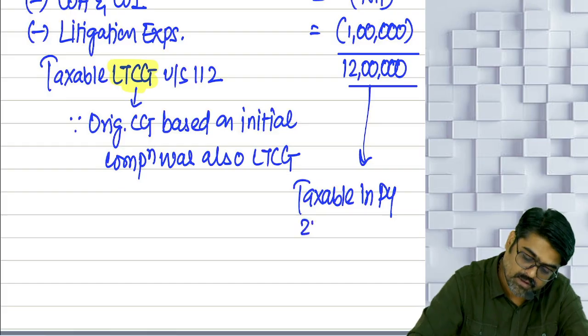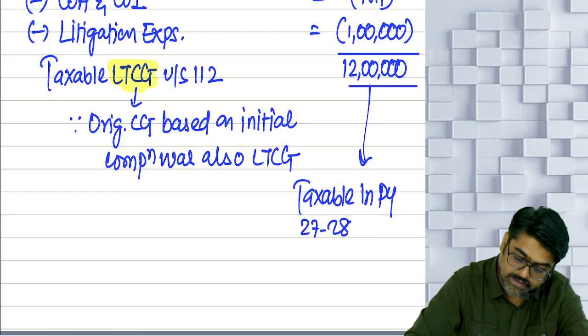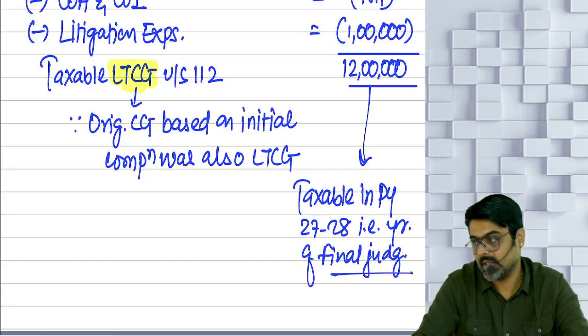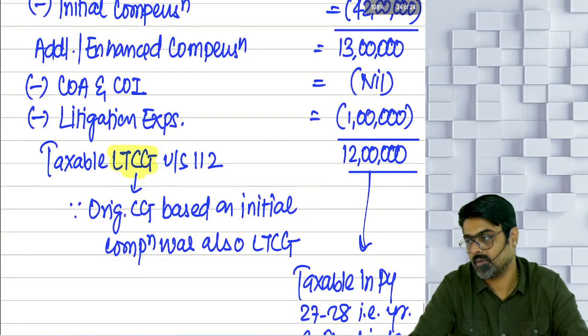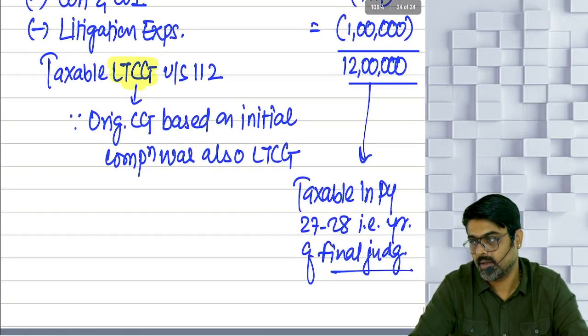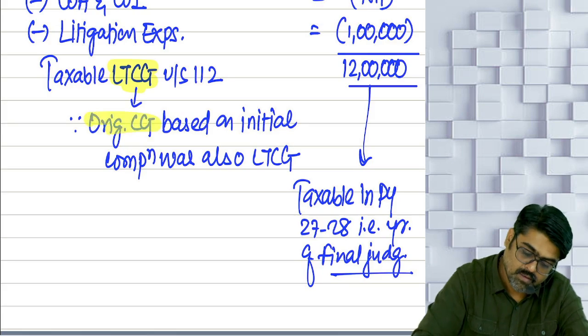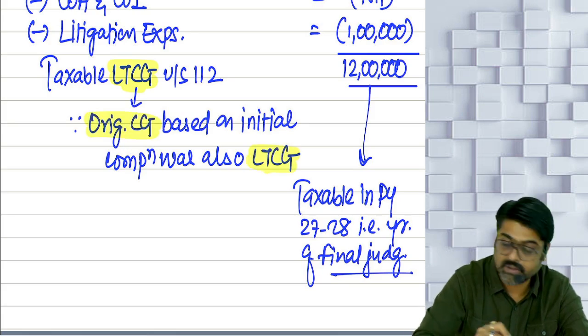In previous year 27-28, that is the year of final judgment of the court. In that year it will be taxable under the head capital gain, and the nature will be same as that of original capital gain.